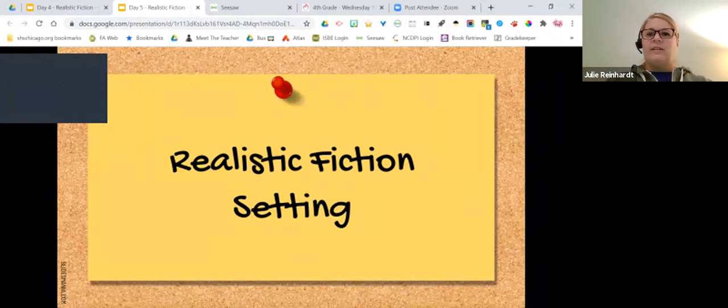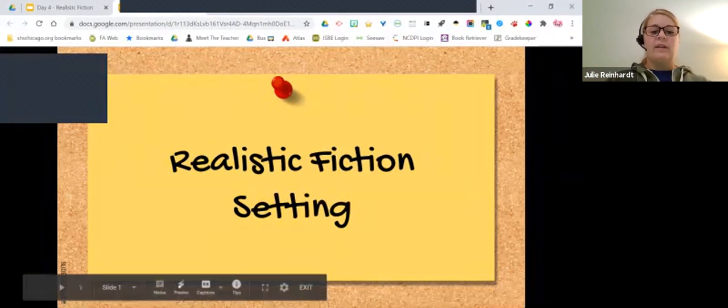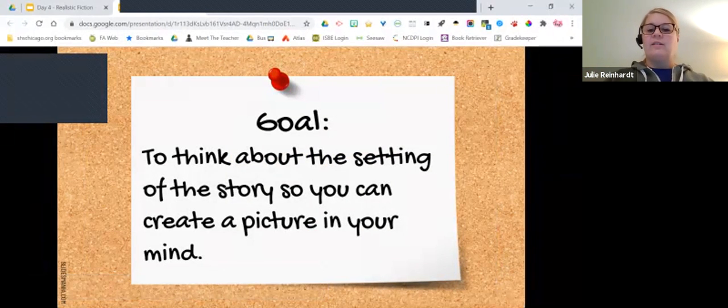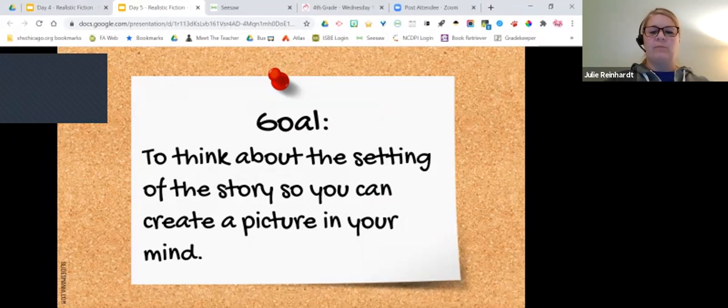Hi, fourth grade. Today we're going to continue our realistic fiction story. The subject for today is setting. So I want to go through what our goal is going to be, and then I would like to discuss what setting is. Our goal for today is to think about the setting of the story so you can create a picture in your mind so you can truly visualize what you're writing about.